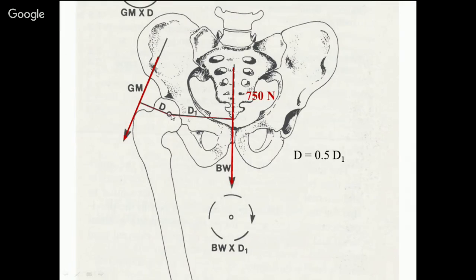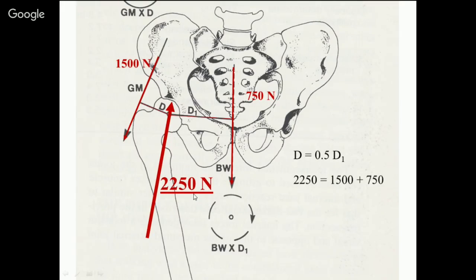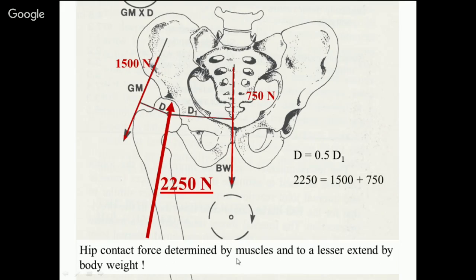We see that the distance here is larger than this distance, so the muscle moment arms are quite small around this rotating center. Let's say it's about half. That means that the muscles have to pull back 1500 newtons, double this force, because the moment arm is half. And we have to have equilibrium. Okay? So that means that the muscles pull my hip joint together and my weight. So this is then 3 times body weight. Okay? So the hip contact force is determined primarily by the muscles and to a lesser extent by the body weight.